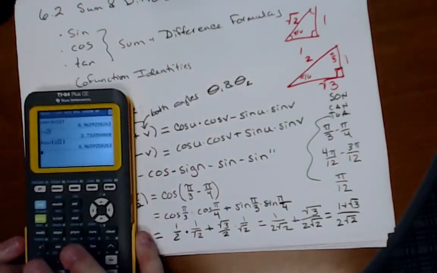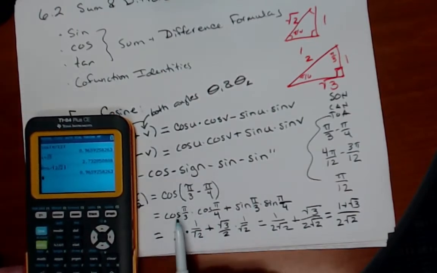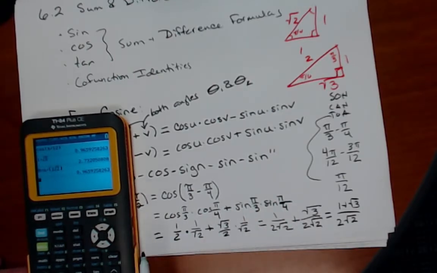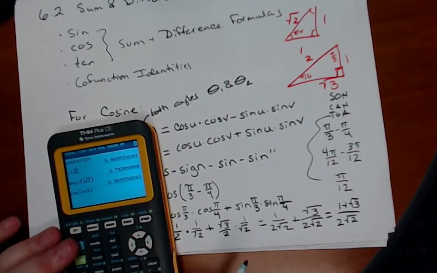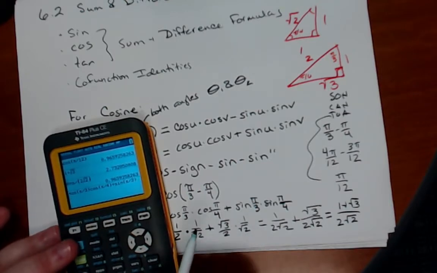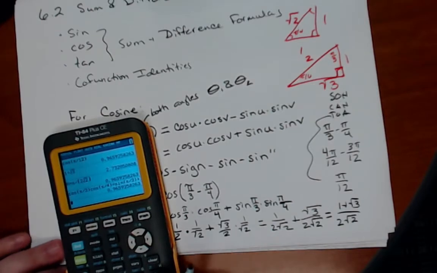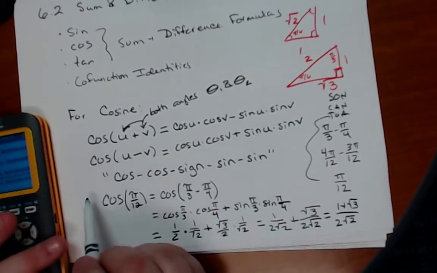You're saying, well, okay, so that worked. And just to give you a little bit more confidence, so this equals this. What happens if we type this string into our calculator? So if I do cosine of pi over 3 times cosine of pi over 4 plus sine of pi over 3 times sine of pi over 4, we get 0.9659, all the way down to that 3. So our calculator has confirmed that this does, in fact, work.